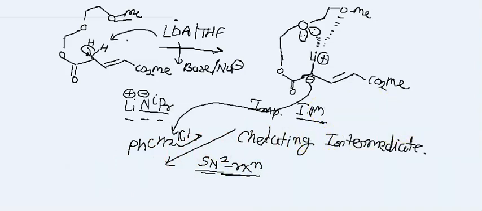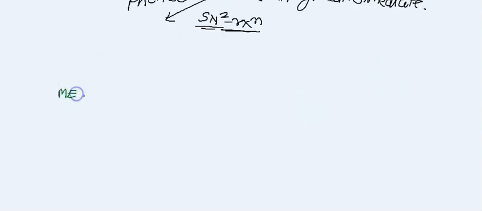In the next step we will get the product of the reaction, and the product is MeO2C with the benzyl group inserted here, and there is your conjugated ester, CO2Me. This is your final product.